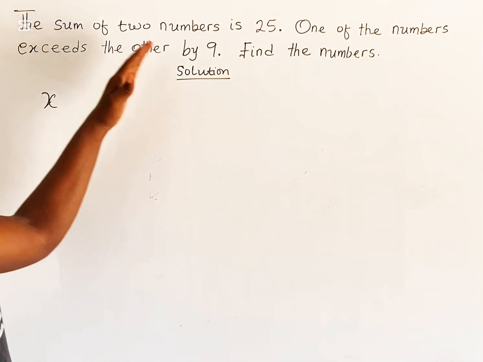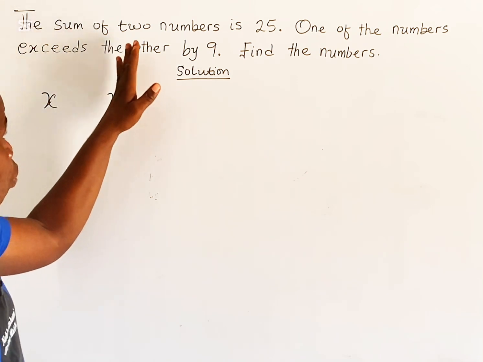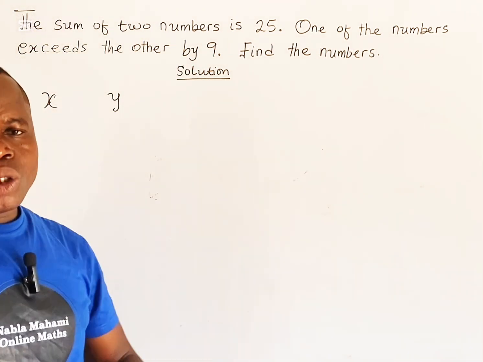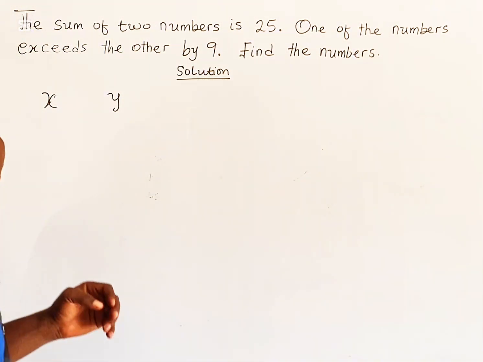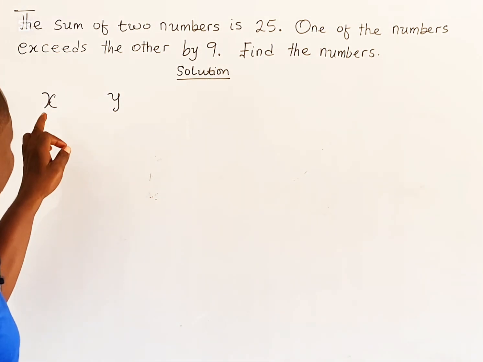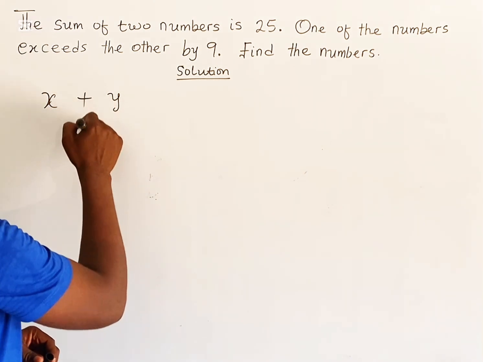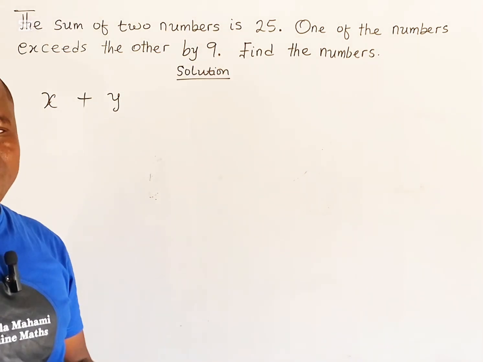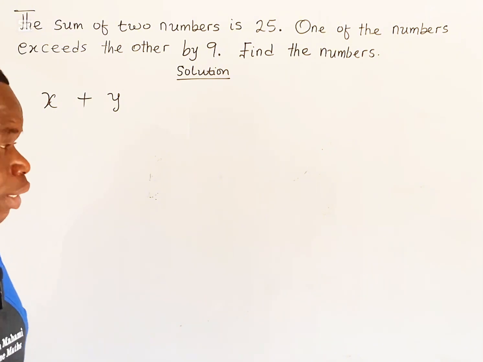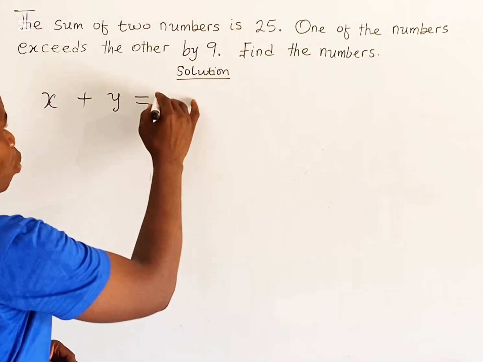So if you read the first sentence, they are saying that the sum of two numbers is 25. And we know that sum means addition. So that means that I'll take x plus y. And this means equal sign. Now I'll say equal to 25.